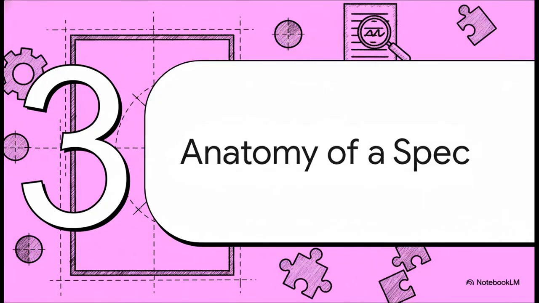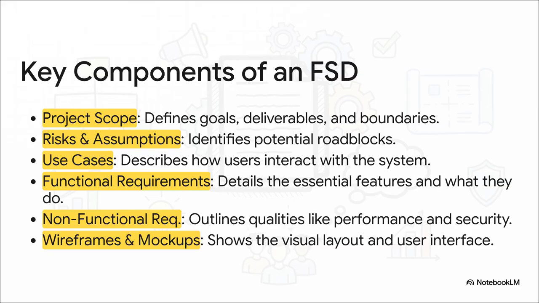So if the FSD is our blueprint, what's actually inside it? Come on, let's take a look under the hood at the essential parts that make it so powerful. All right, a good FSD is pretty thorough. You start with project scope, which is really just defining what we are building and, just as importantly, what we are not building. You call out all the risks and assumptions so there are no nasty surprises down the road. Then you get into use cases, which are awesome. They're like little stories about how real people will actually use the software. The heart of the document, though, is the functional requirements, a super detailed list of every single feature.